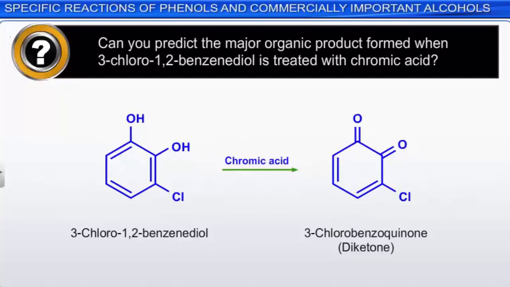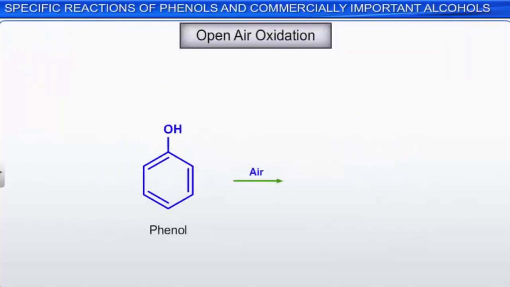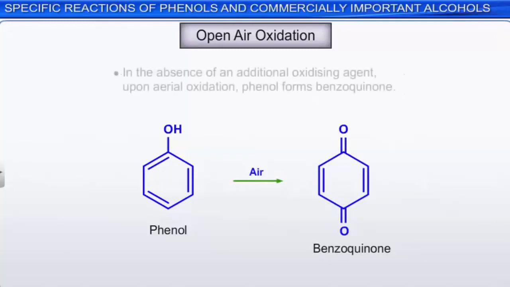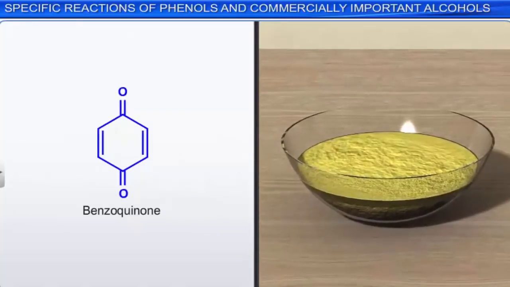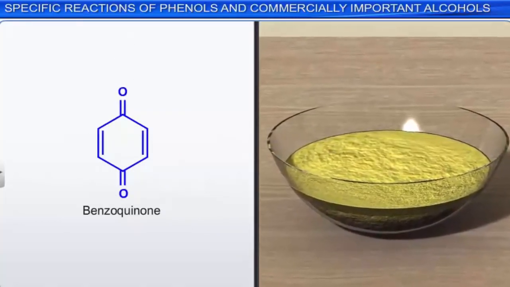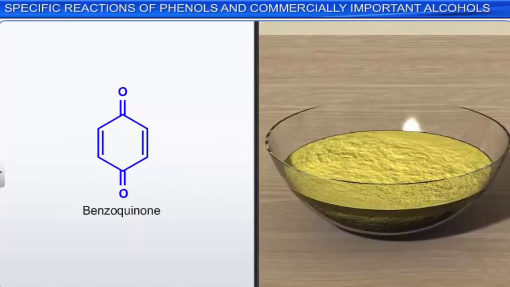When exposed to air, phenols will be slowly oxidized into quinones, even in the absence of an additional oxidizing agent. Upon aerial oxidation, phenol forms benzoquinone. Quinones are highly colored compounds. For example, benzoquinone is a bright yellow. Many synthetic dyes are actually quinones.